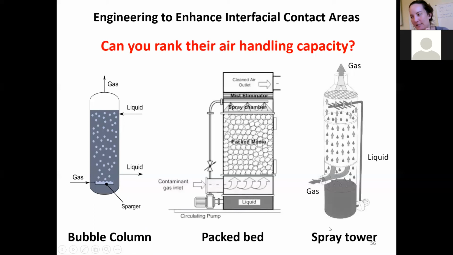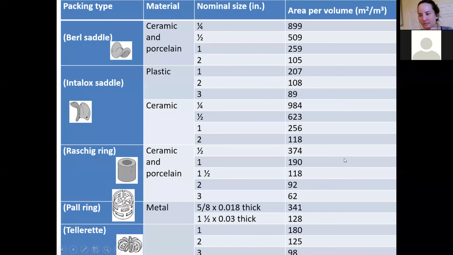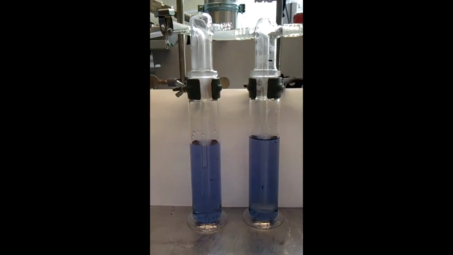Another device is a spray tower, and this is actually used quite commonly in air pollution control to handle large amounts of gas with a smaller amount of liquid. And here is packing material. You've probably seen this in other lectures, but to increase this interfacial area, there are some different types of packing materials that are available.